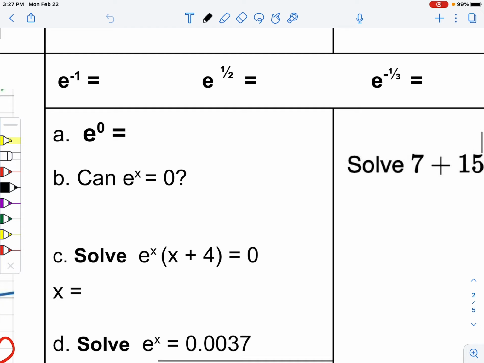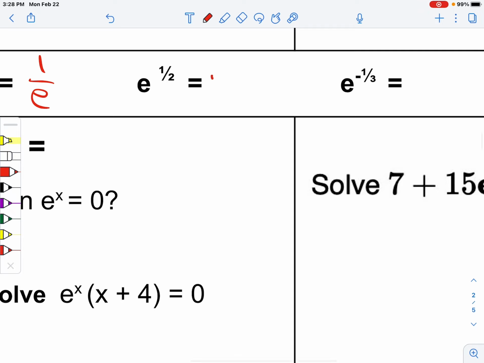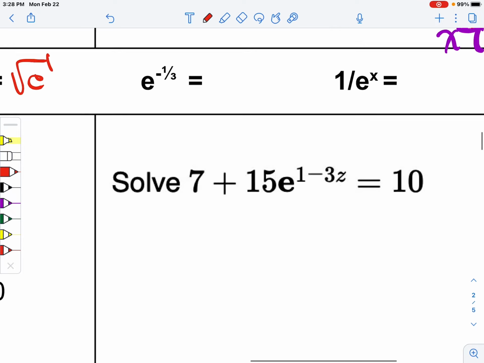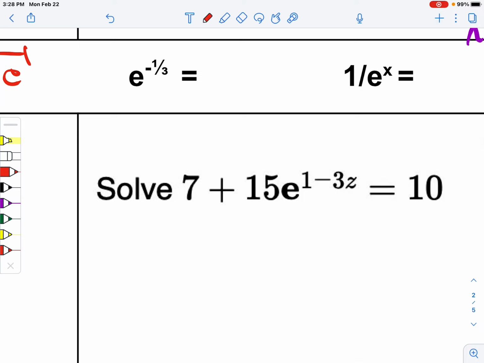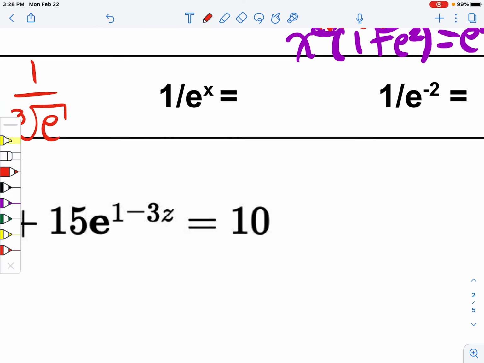If you have e to the exponent negative 1, for example, what is that? That's 1 over e, in that the negative 1 indicates divide by e once. e to the 1/2 is the square root of e. Okay, this is when you're simplifying. e to the negative 1/3, well, 1/3 indicates cube root, and negative means division by, so that's 1 over the cube root of e. If you see 1 over e to the x, that can also be written as e to the negative x.